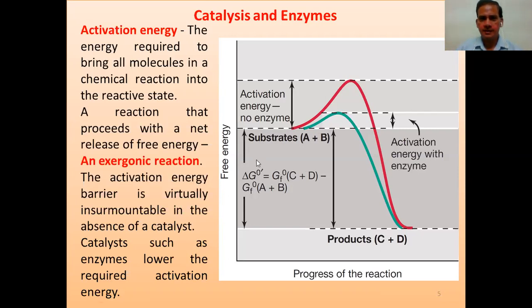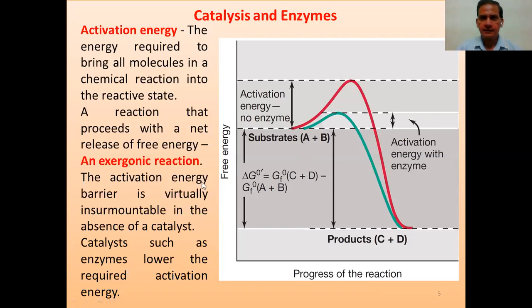Now let's have a look at this particular graph. On the x-axis, we have progression of the reaction. On the y-axis, we have free energy. This is the condition, the red one, where we have no activation energy. If some activation energy is given, then obviously the free energy goes down. So for substrate A plus B, the activation energy goes down. That leads to the formation of product C plus D.